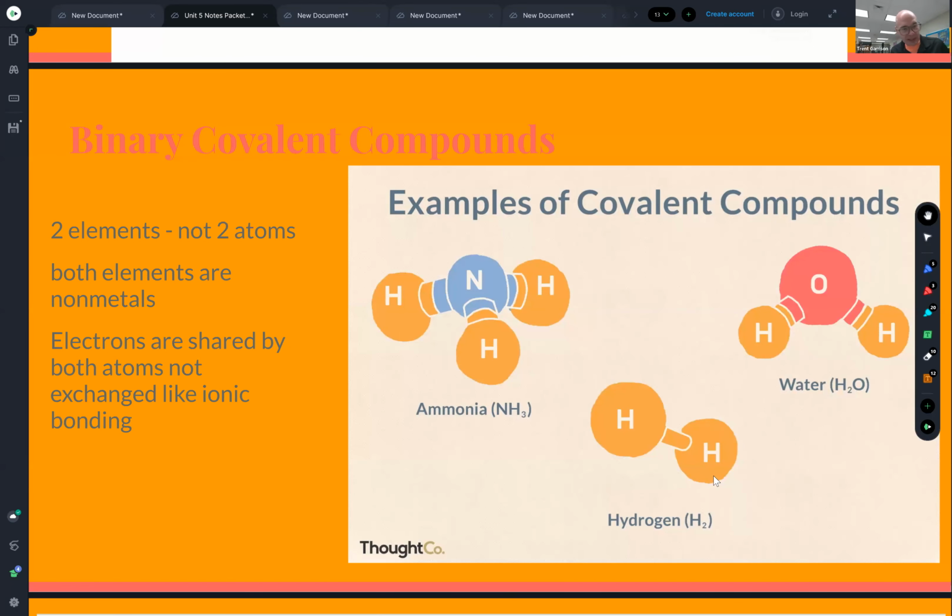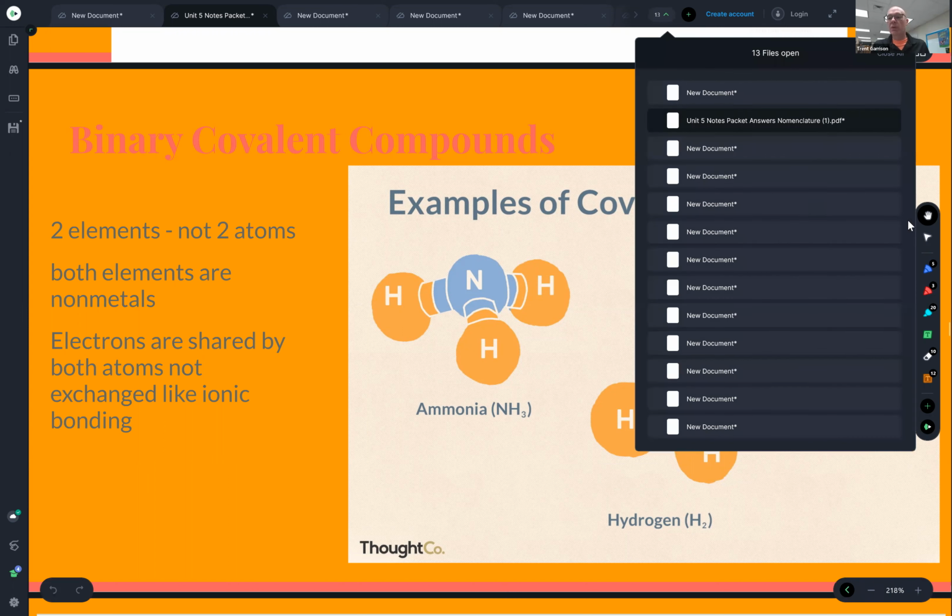Then we'll worry about the naming. What's most important that you should realize about these is that both elements in these binary compounds are going to be nonmetals. So in the ionic compounds, what we had was a metal and a nonmetal, but all of these elements are going to find themselves on the right side of the periodic table. So let's take a quick look just to remind you where we would find those elements.